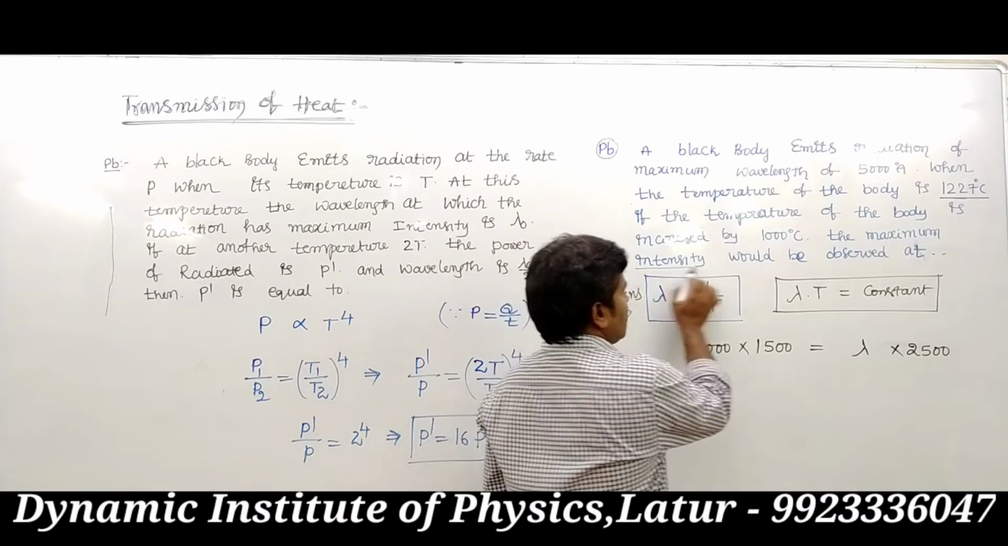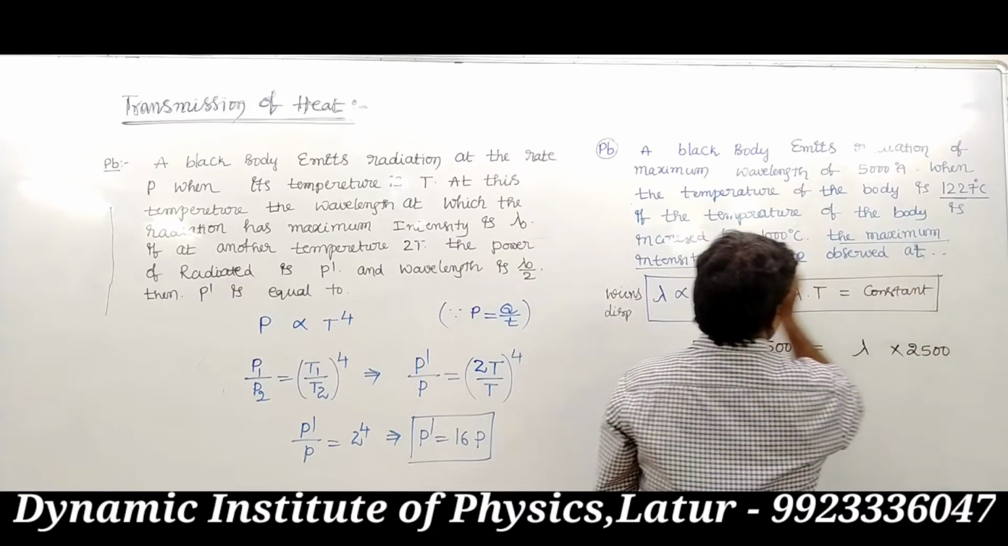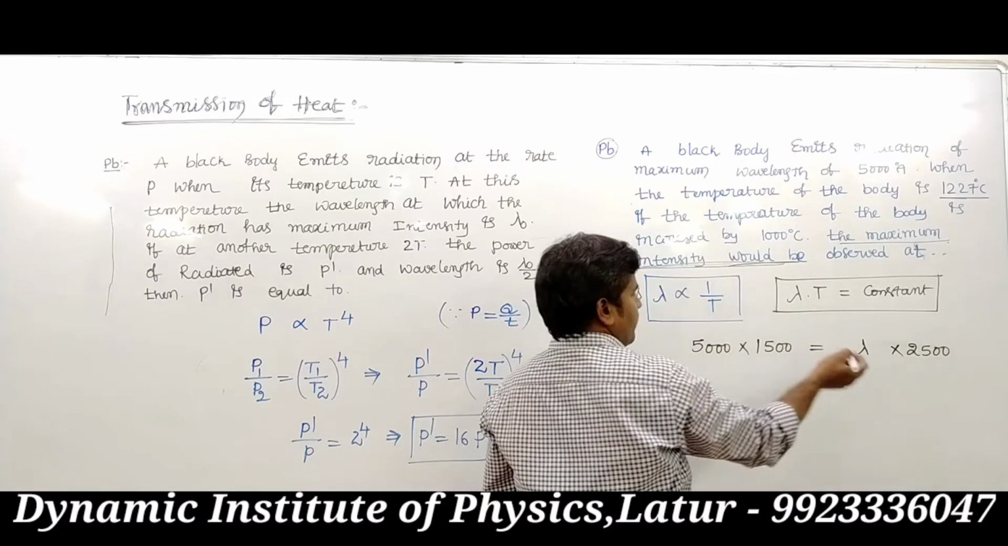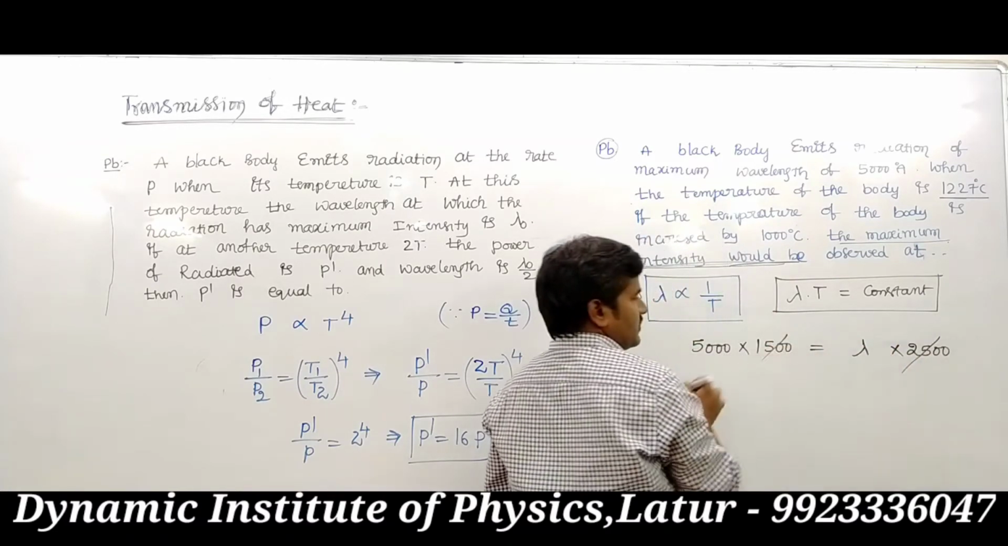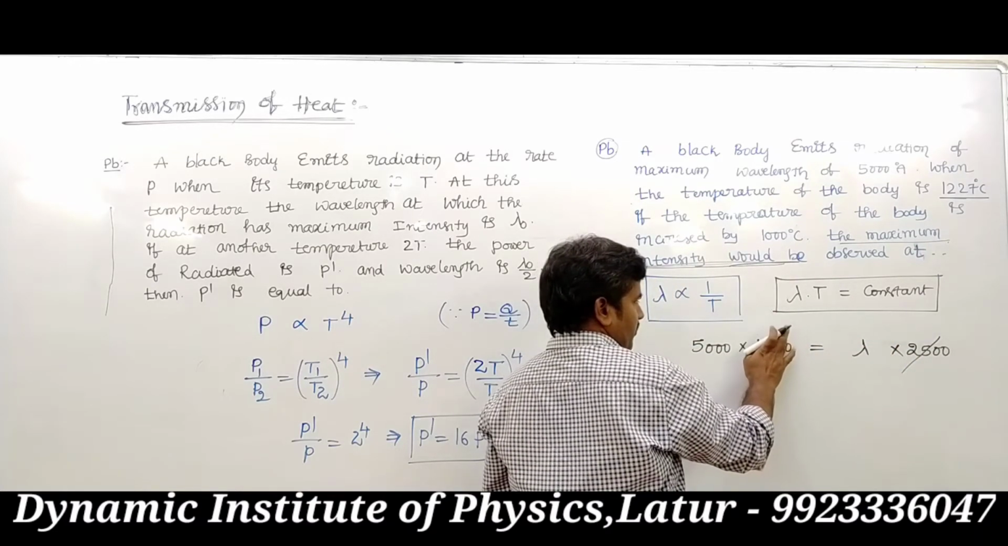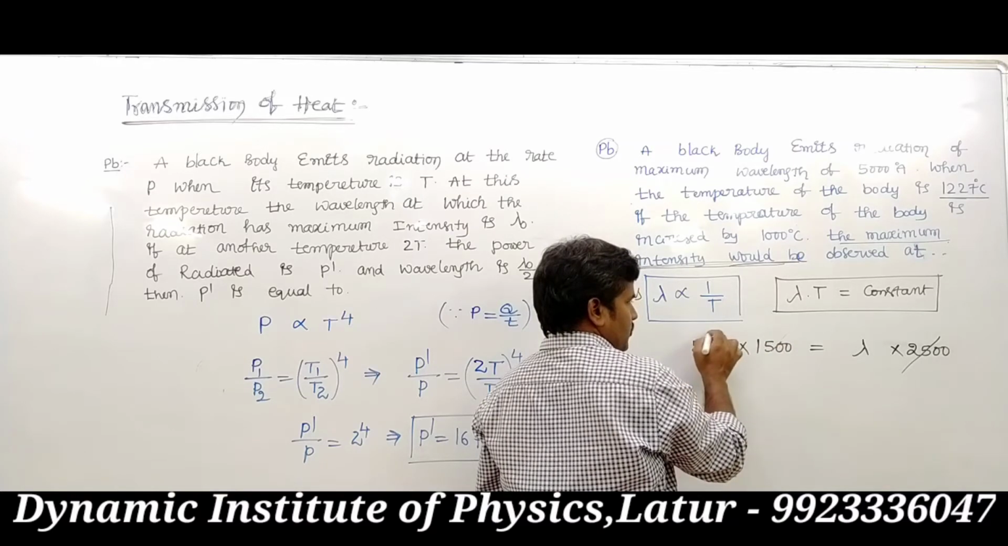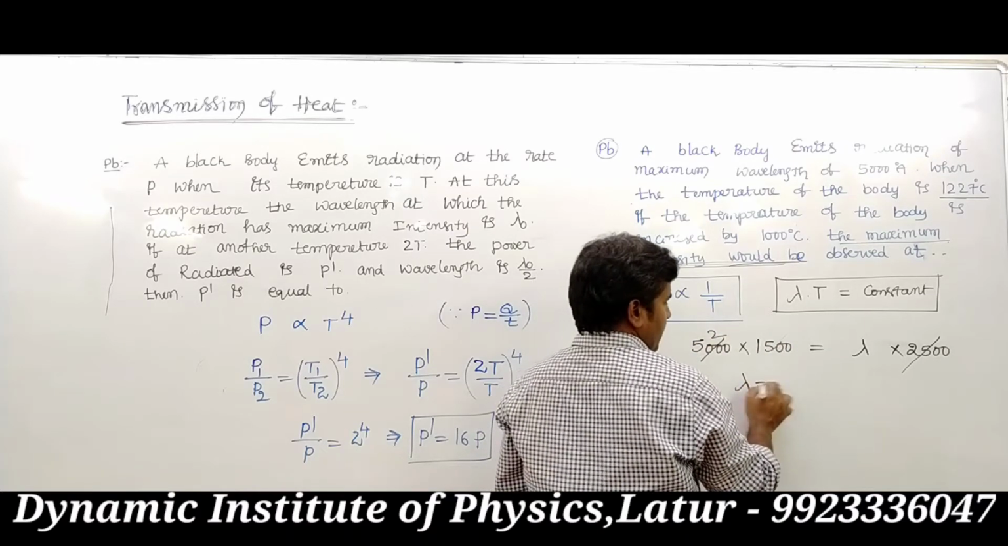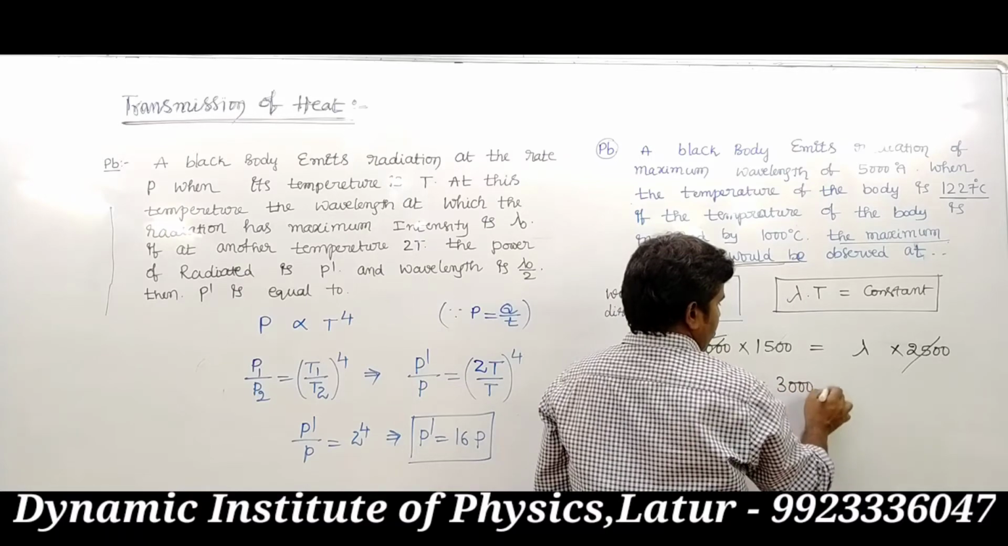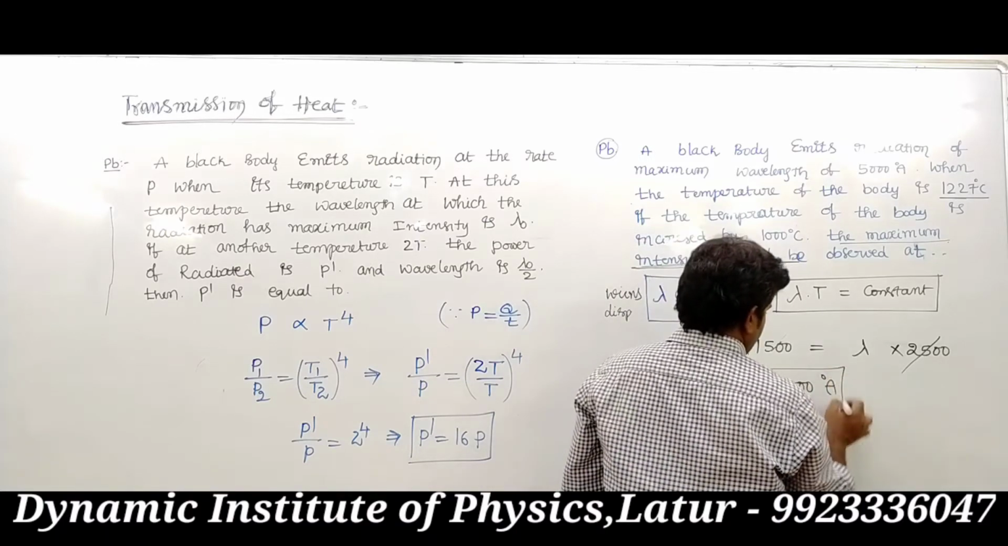The wavelength of maximum intensity we want. Its value becomes 5000 × 1500 divided by 2500, which is 3000. So the wavelength is 3000 angstrom.